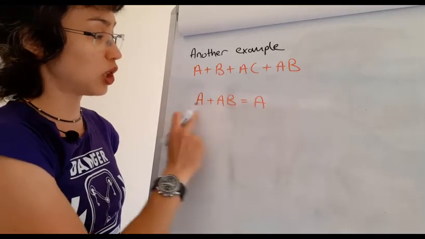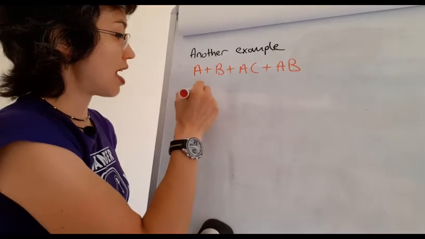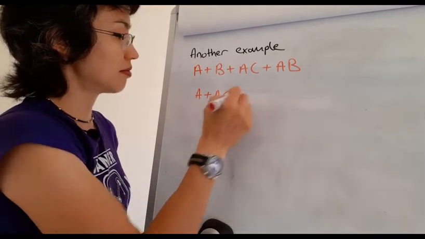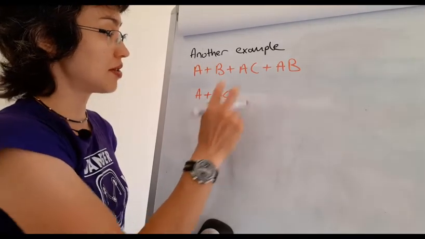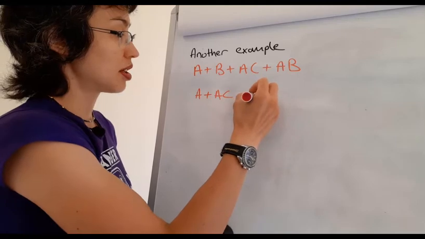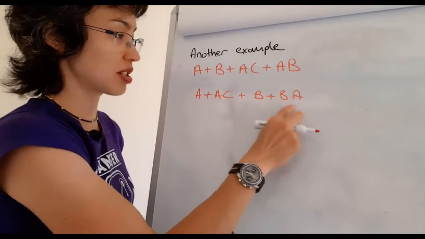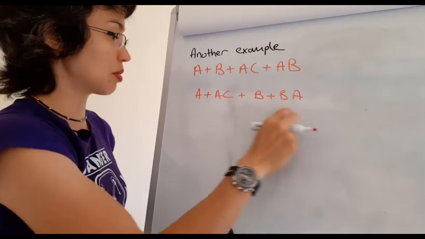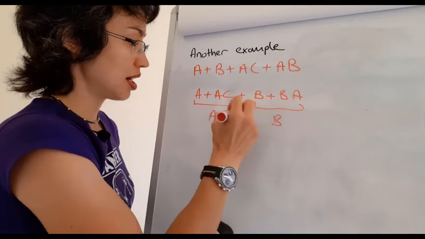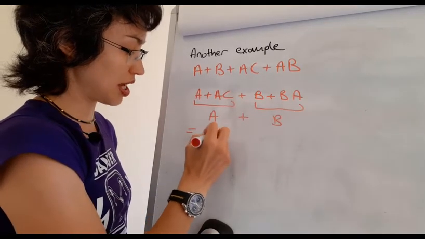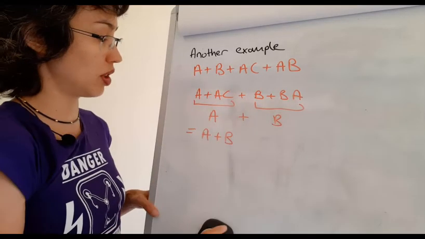Now we can employ this immediately because you can see here you've got A plus AC, so you know that's the same expression, right? So this is going to be equal to A, but you've also got B plus BA, which is the same expression but with B's, so this is going to be equal to B. So I can see that this is equal to A and this is equal to B, so my final expression is going to be A plus B. So that's a very quick way of employing the rule.